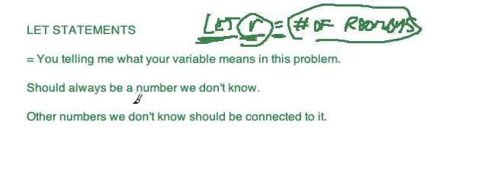It should always be a number that we don't know. When people are first learning let statements, sometimes they actually write a let statement for a number we do know. No, it's got to be an unknown quantity. And when you get to more complicated ones, and there's multiple things you might write let statements for, you've got to pick the quantity that other numbers in the problem that we don't know connect to.